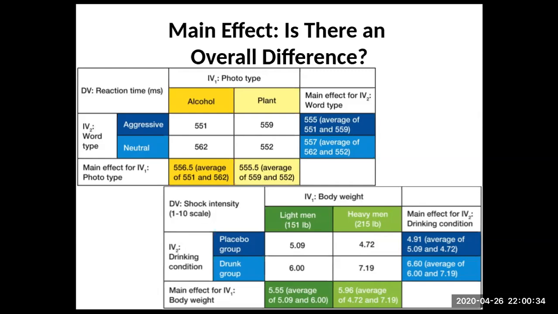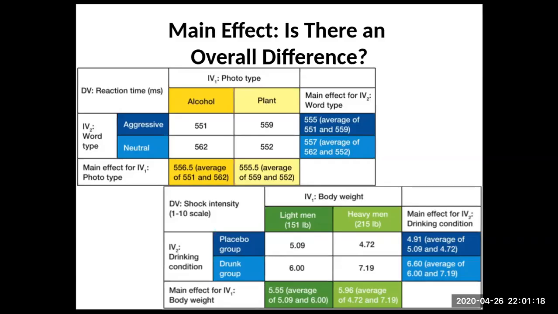So in order to do that, because we have four groups, we have to average the means of each group. You can see that for IV1 phototype, we have alcohol, and there's two different numbers for that, 551 and 562, because one was for aggressive and one was for neutral. For plant, we have two different sets of numbers, one for aggressive, one for neutral. Plant aggressive and plant neutral, 559 and 552. So how do we pretend that the other IV doesn't exist? Well, we simply do what we would do in statistics. We are going to get the average of those two numbers.